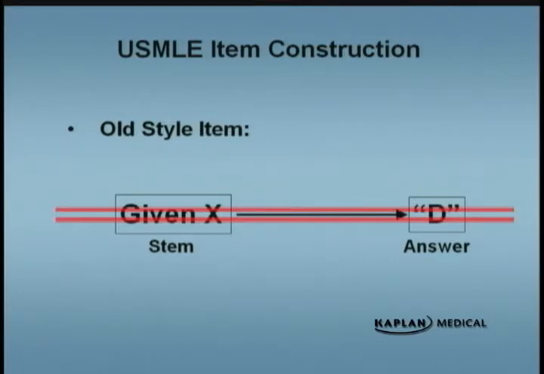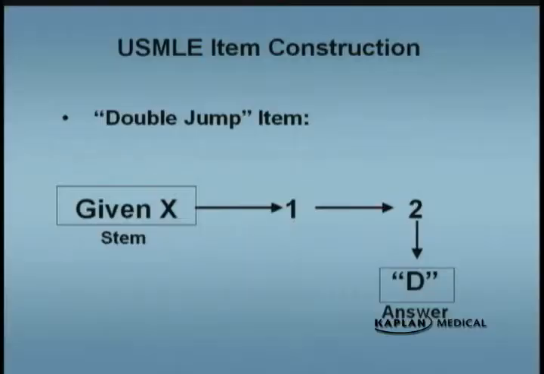Instead, what you're going to see on USMLE Step 2 CK is one of two patterns. You're going to see, most commonly, the so-called double jump or two-step item. Double jump or two-step item begins by giving you information in the question stem, and then you have a set of answer choices. But you are going to have to make a bridge from what's presented to what the answer choices are. The lines and numbers here represent that mental bridge you have to build to get you from the given information in the stem to the answer choices.